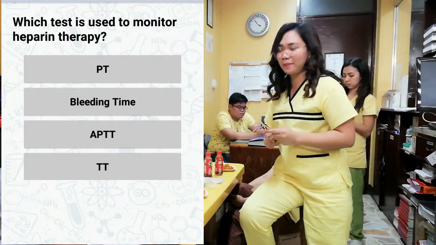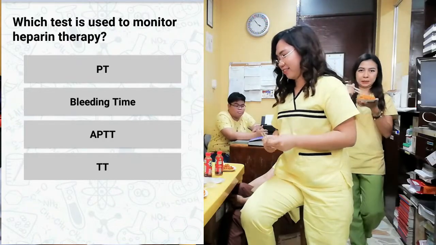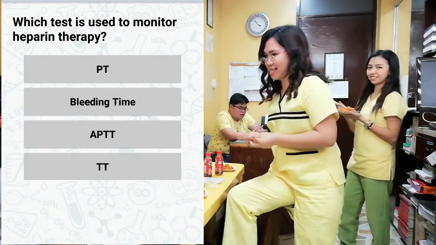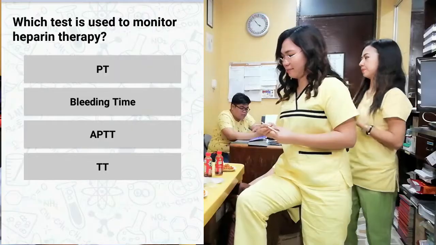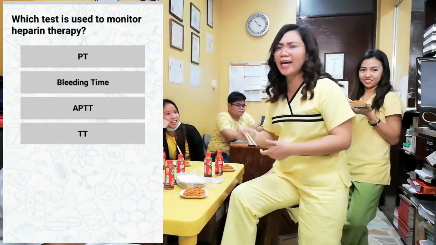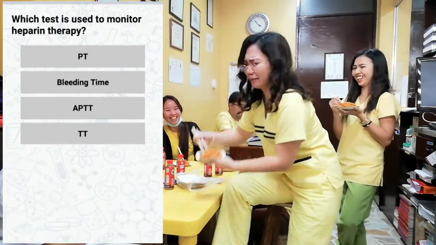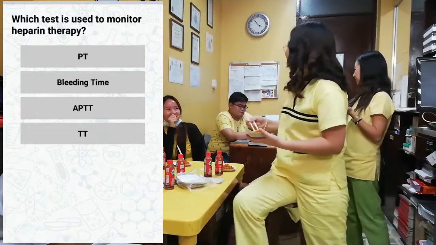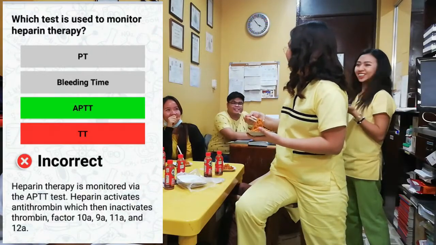Okay, which test is used to monitor heparin therapy? Letter A is PT. Letter B, bleeding time. Letter C, APTT. Or D, thrombin time. Thrombin time, PT. Correct.